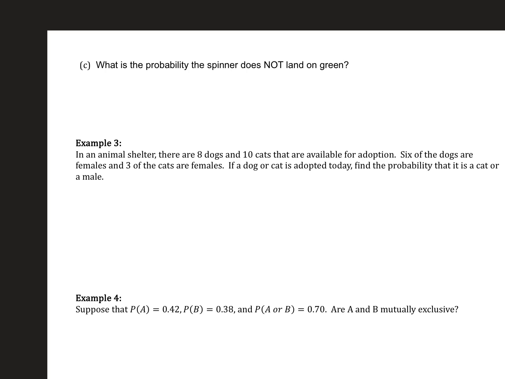All right, the spinner problem. What's the probability it does not land on green? So that would be your complement again. The probability is going to be 1 minus 1/4. 1 minus the probability that it does land on green. Green was an option, right? Yes? Okay. So it's 3/4 or 0.75.